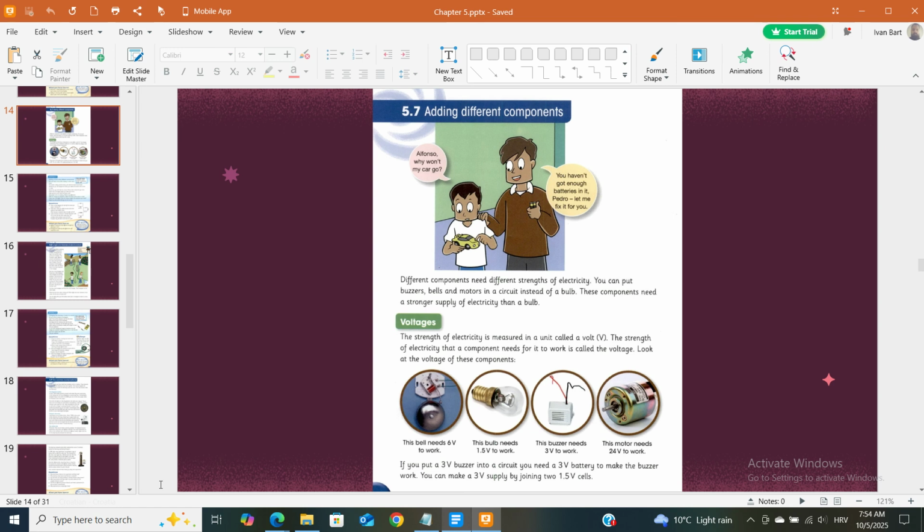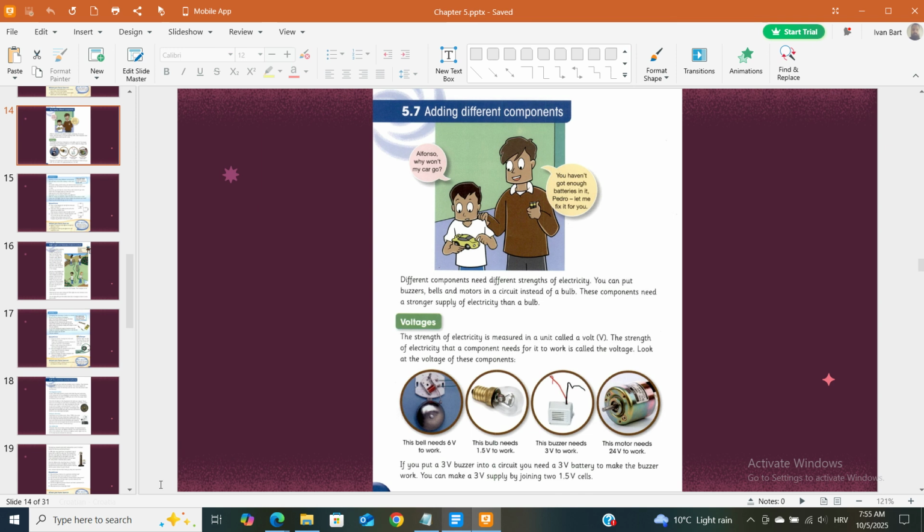Different components need different strengths of electricity. You can put buzzers, bells and motors in a circuit instead of a bulb. These components need a stronger supply of electricity than a bulb. Voltages. The strength of electricity is measured in a unit called a volt, V. The strength of electricity that a component needs for it to work is called the voltage.